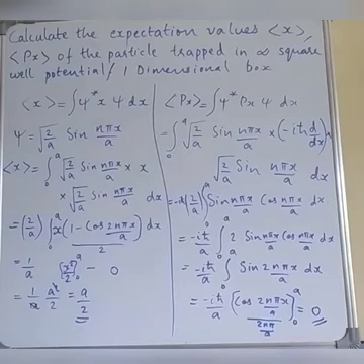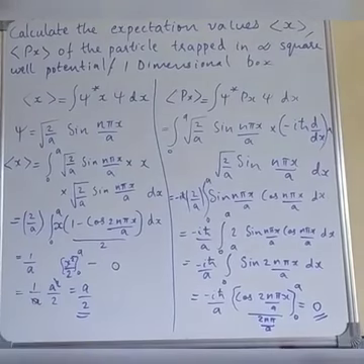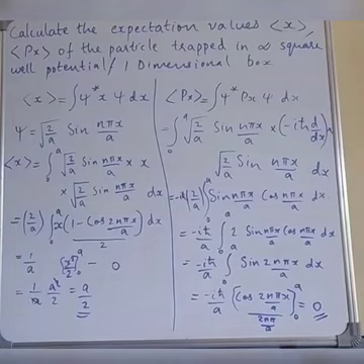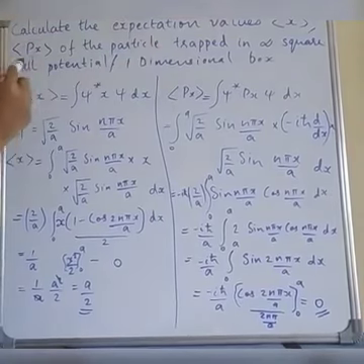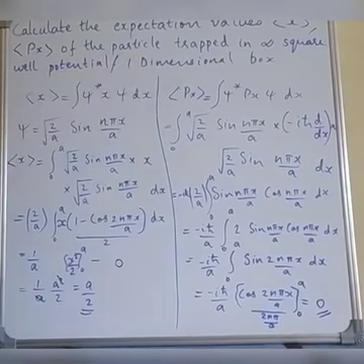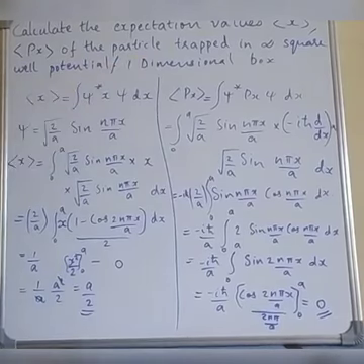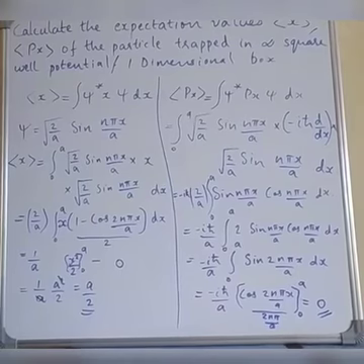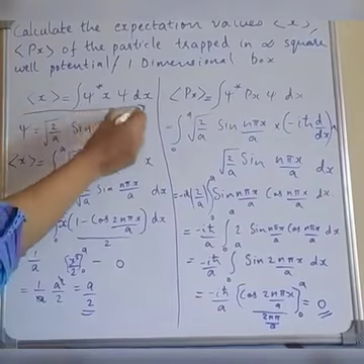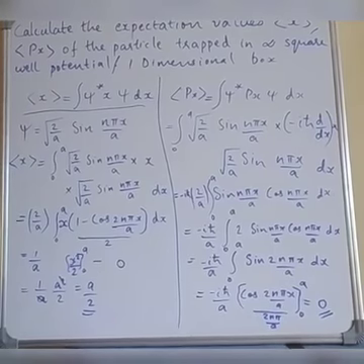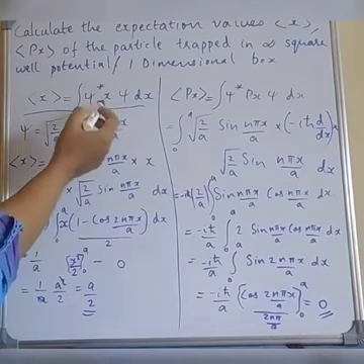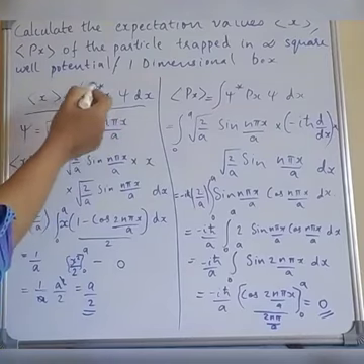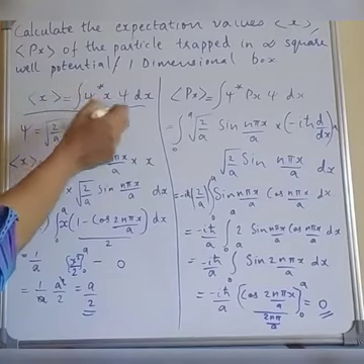Coming to a different type of problem, using the procedure we have learned in the formalism. Calculate the expectation values, expectation of x and expectation of p_x, of the particle trapped in an infinite square well potential, or the one dimensional box we are dealing with. We are familiar with the equation from formalism. We have expectation of x is equal to integral psi star x psi. So, we have to sandwich the operator between psi star and psi for finding the expectation value.